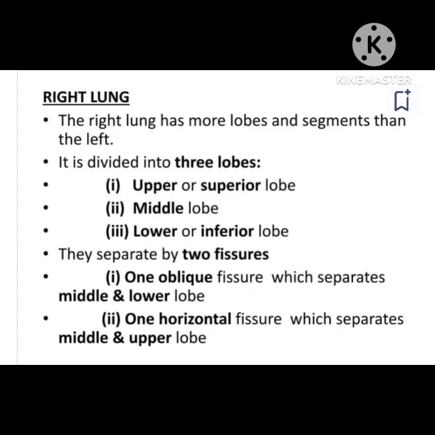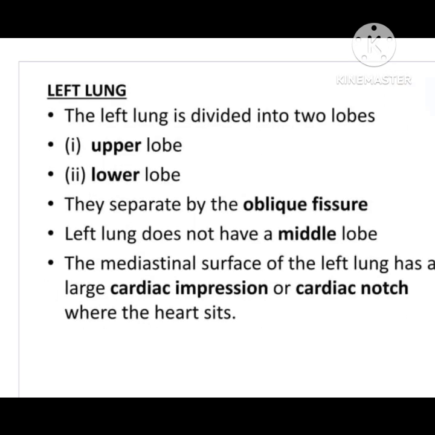It is divided into three lobes: upper or superior lobe, middle lobe, and lower or inferior lobe. Clear? And it consists of two fissures: one oblique fissure and one horizontal fissure.